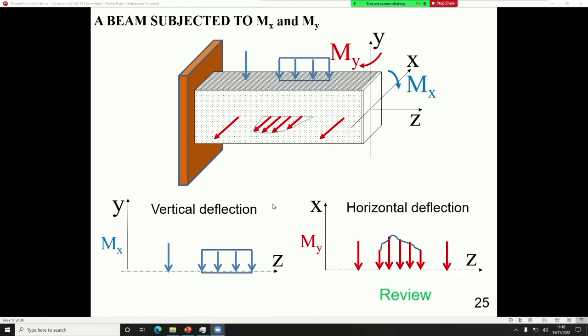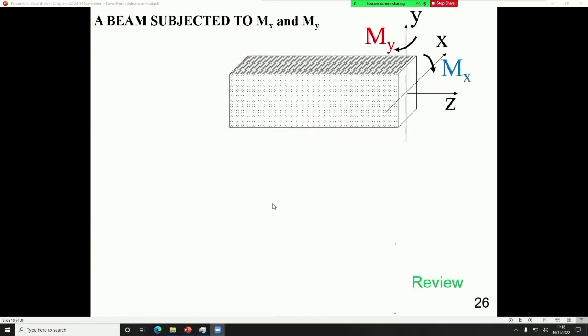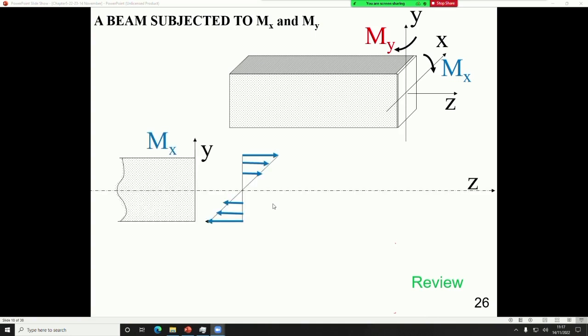Okay. Now let's look at slide number 26. So I've got a beam. It's subject to a bending moment about the x-axis and a bending moment about the y-axis. Now I'm after the normal stresses acting on the cross-section. If I look at Mx, the bending moment, it produces the normal stress in the z-direction. And this is the profile of the stress distribution, normal stress sigma, in the z-direction.